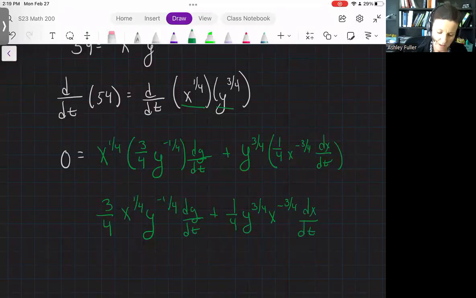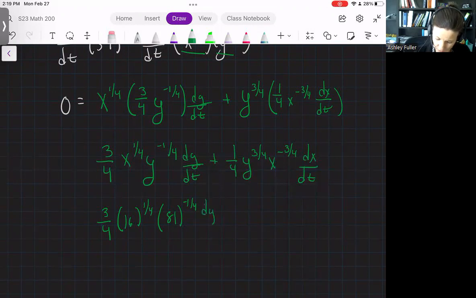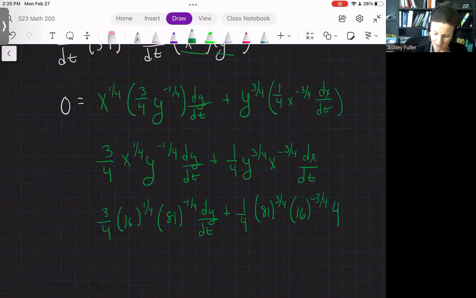But notice we've already been told that x is 16. So we have 16 to the 1/4, and we've been told that y is 81. And then we still have our 3/4 out here. And then for our dy dt, that's what we're trying to solve for, because we want to know how much the capital has to change. And so then we have 1/4, y again is 81 to the 3/4, and x is 16 to the negative 3/4. But we've been told that dx over dt is 4.